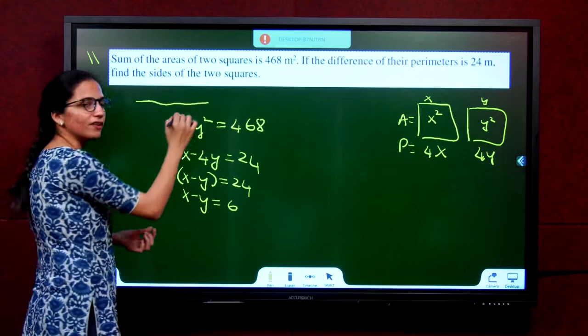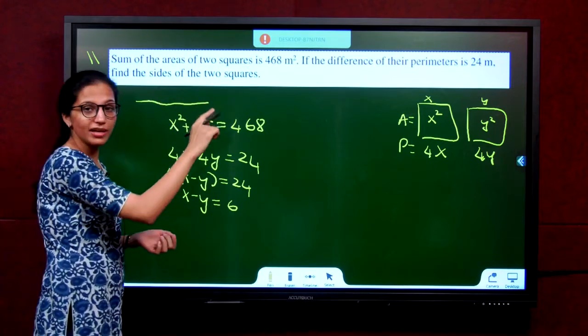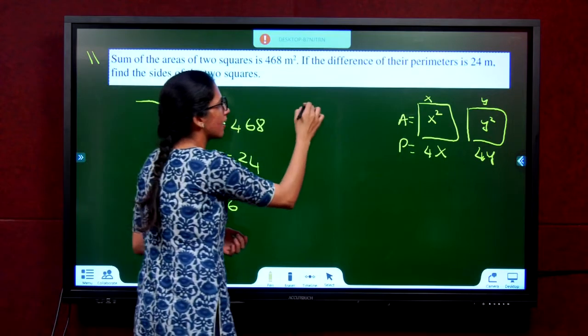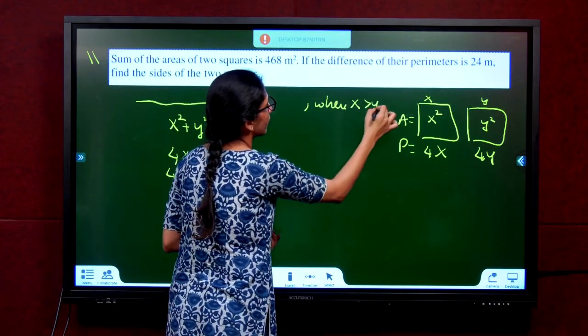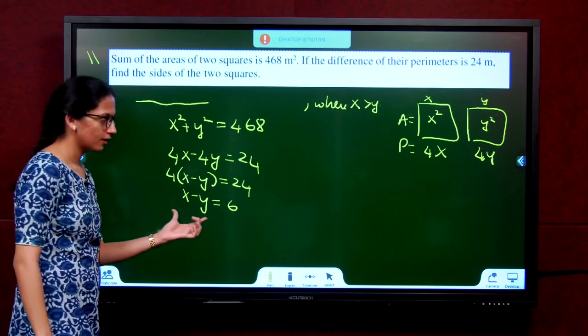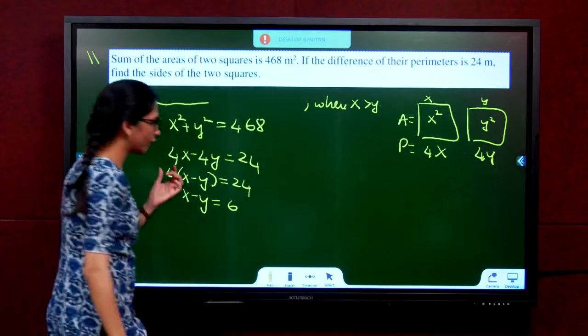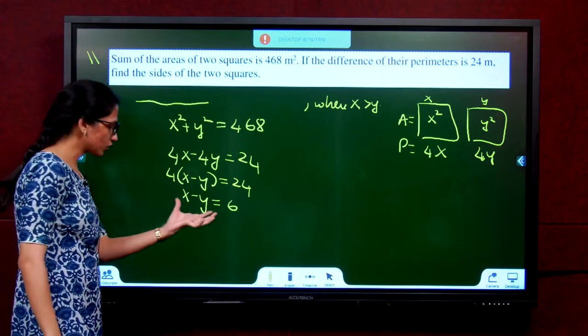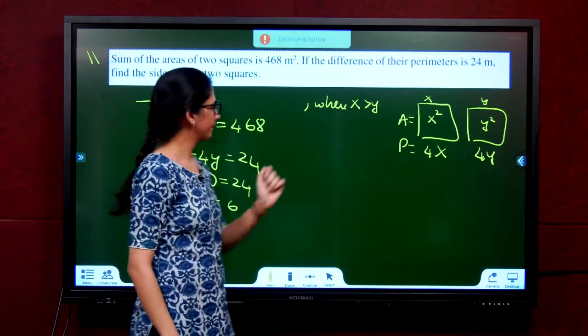So go back to the first statement where you've written: let the side lengths of the two squares be x and y respectively, where x is greater than y. Why? That is what we are using. If I change this and I take y to be greater, then I would say 4y minus 4x. So just to satisfy this condition and our assumption, we write this.